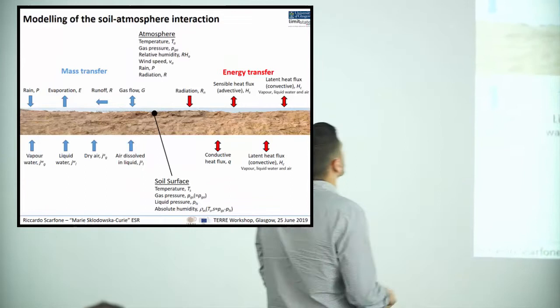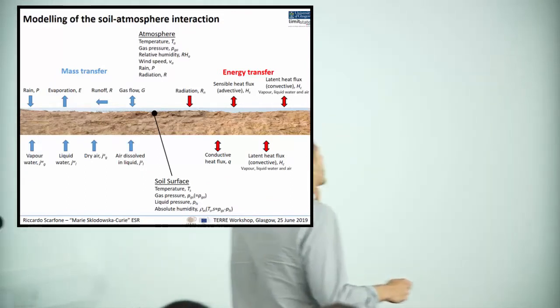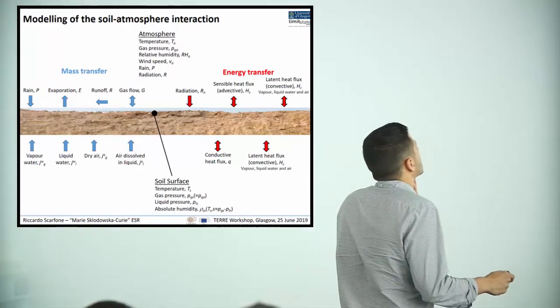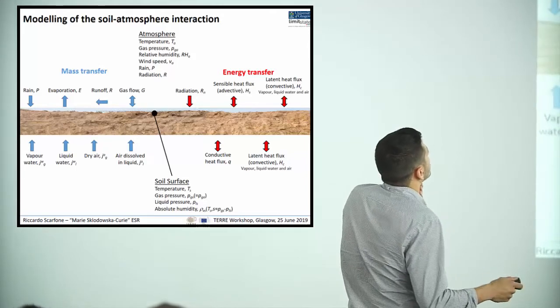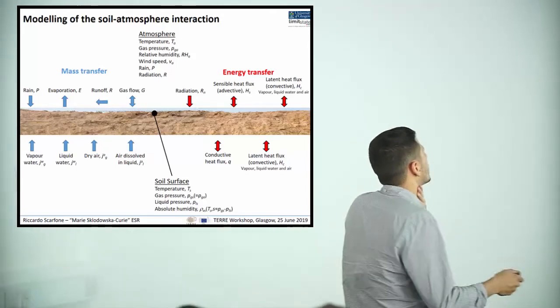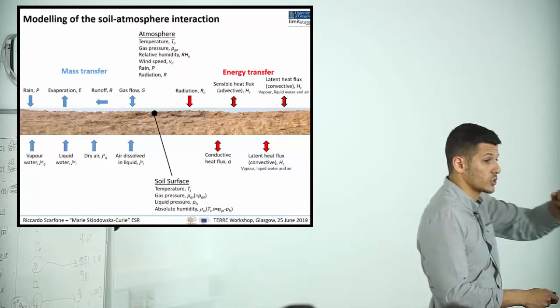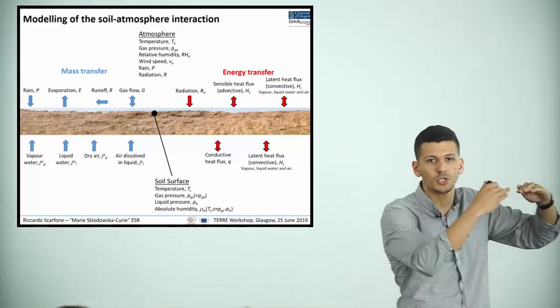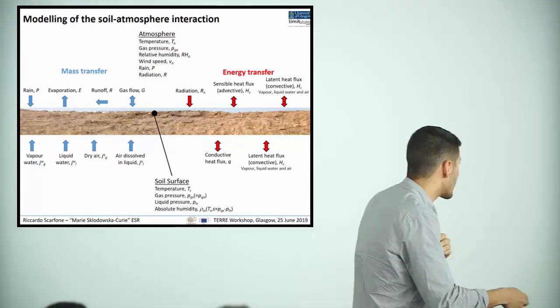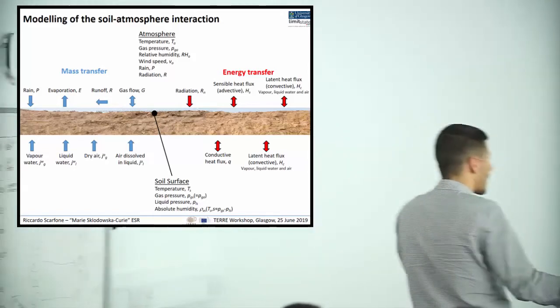So how do we model the soil-atmosphere interaction? First of all, the important parameters. For the atmosphere: temperature, gas pressure, relative humidity, wind speed, rain, and radiation. For the soil surface, so basically the boundary condition in the numerical model: temperature, gas pressure, liquid pressure, and absolute humidity.